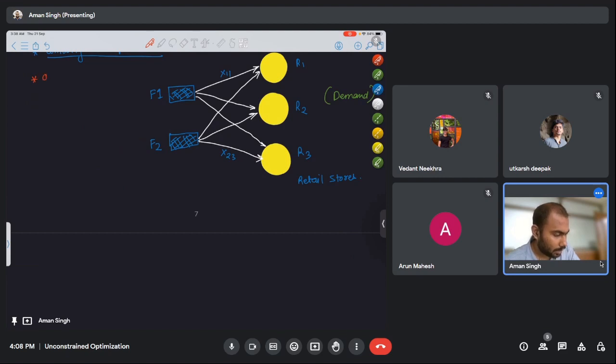So let Ai be the capacity of plant Fi. So let's say the first plant has A1 capacity, second plant has A2 capacity, and let Bj be the capacity, sorry, demand of retail store Rj. So here demand is B1, B2, B3.